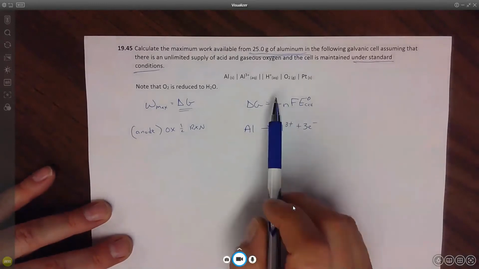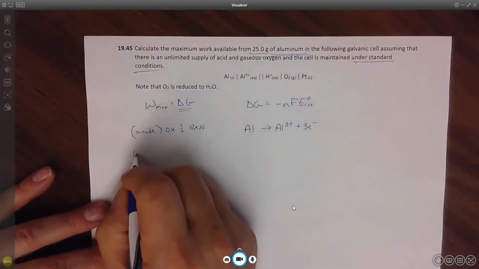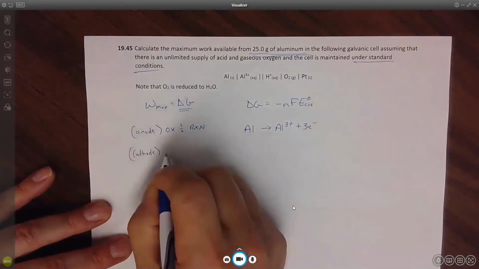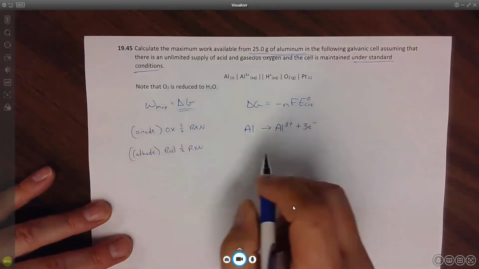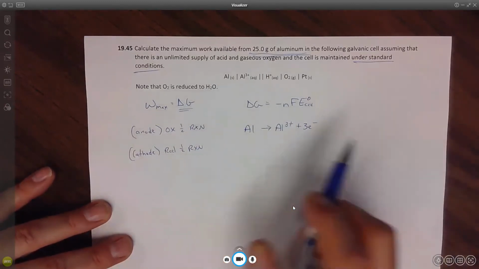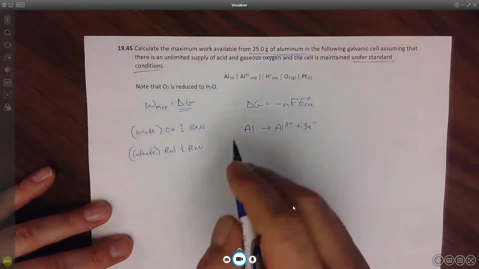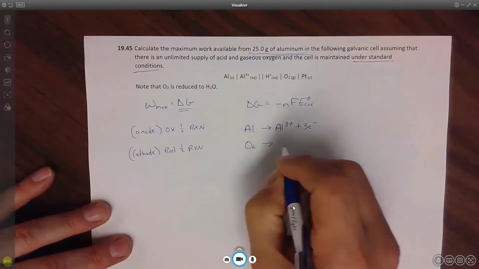Next, we have this one over here. We have the H+ and O2. So this is going to be our cathode. And this, of course, is the reduction half reaction. It says O2 is reduced to water, so it's already telling us what we need to do.